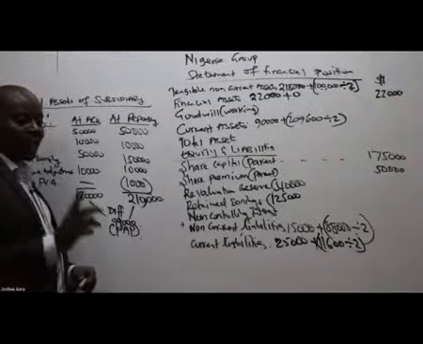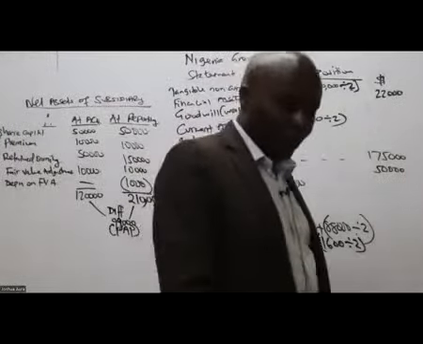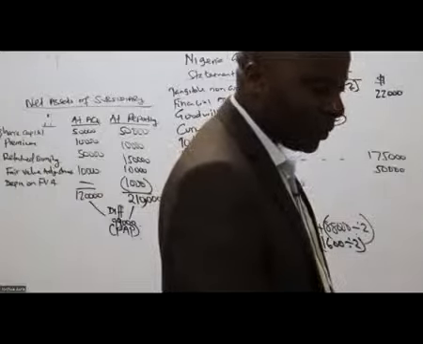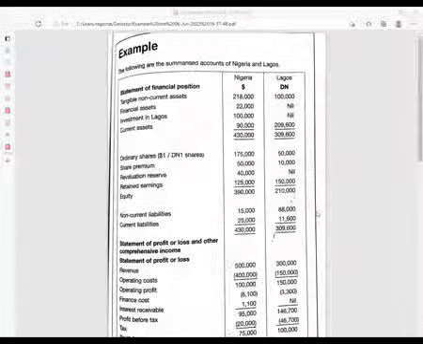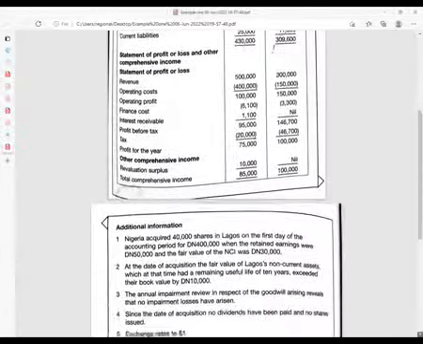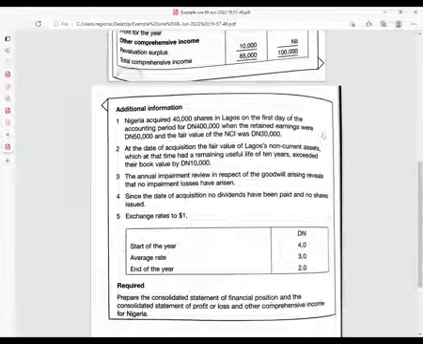There's a student who wants me to repeat something on this fair value adjustment, the valuation of assets of the subsidiary when you are acquiring them. They have told us something very nice here: at the date of acquisition, the fair value of Lagos's non-current assets, which at that time had a remaining useful life of 10 years, exceeded their book value by 10,000.